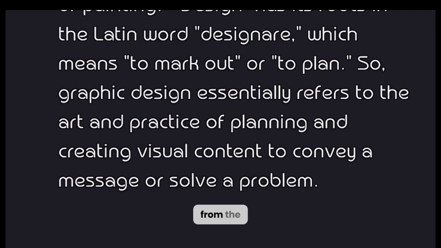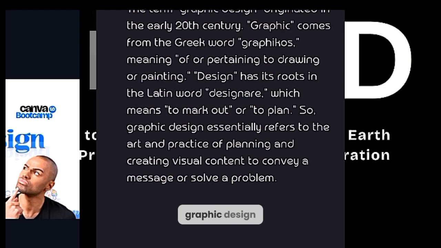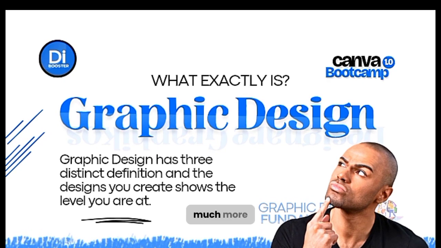Design means to plan, so you are planning, and then graphic means to draw. So you are planning to draw in order to communicate a message. You understand? So that's the normal meaning of graphic design, but it is much more than that.